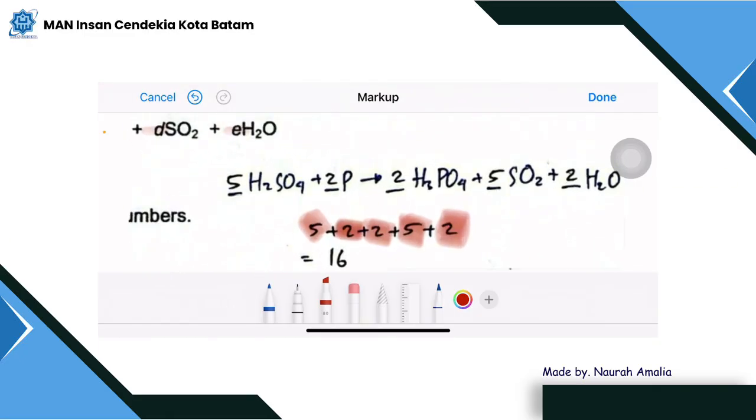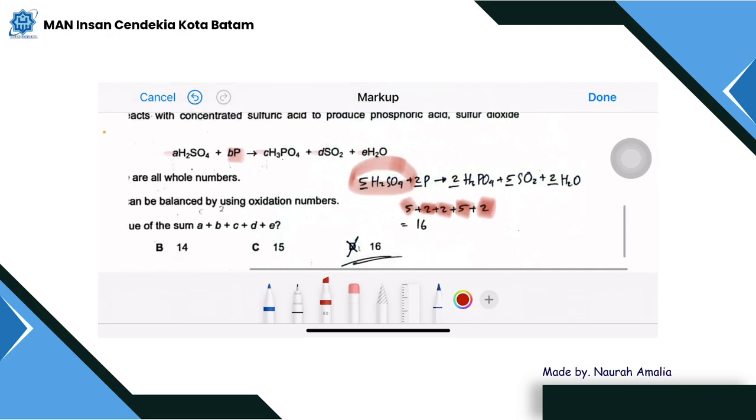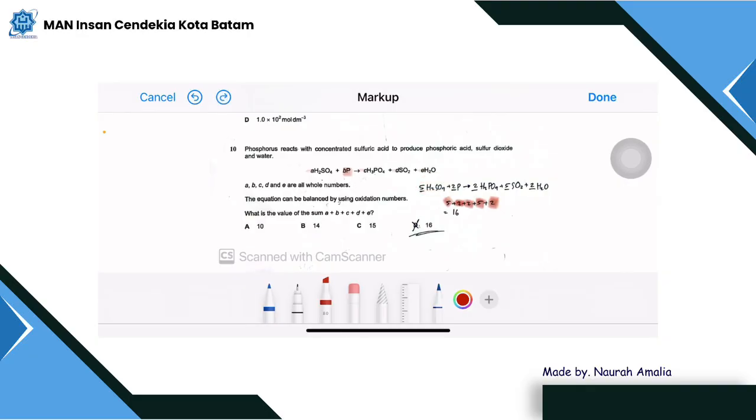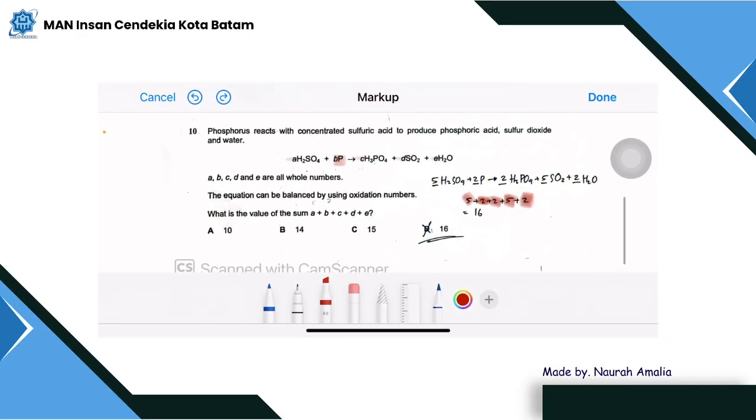Because we can identify here from the left side hydrogen has 10, also the right side hydrogen has 10, and from the option the correct answer is D, 16. That's for question number 10.